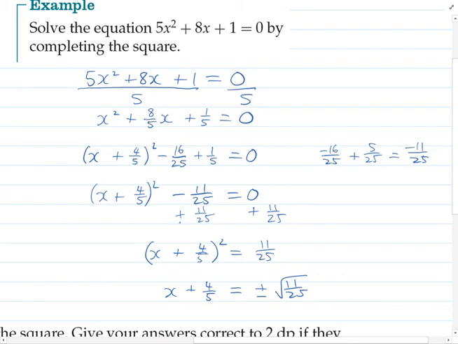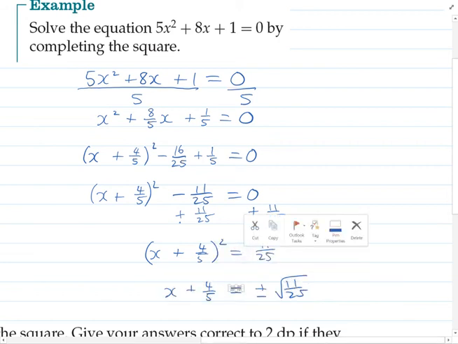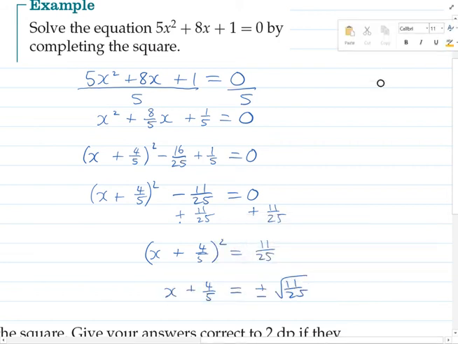I'm going to have to bring my working up to the next level. So let's just copy that and we'll paste it up here so we can continue.